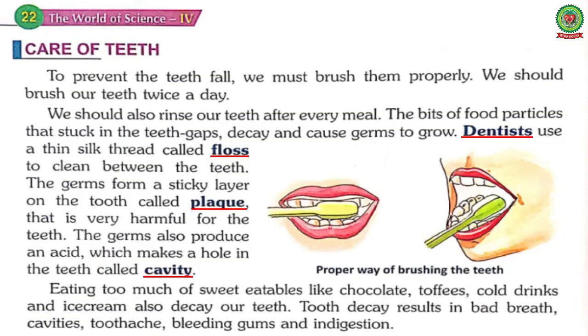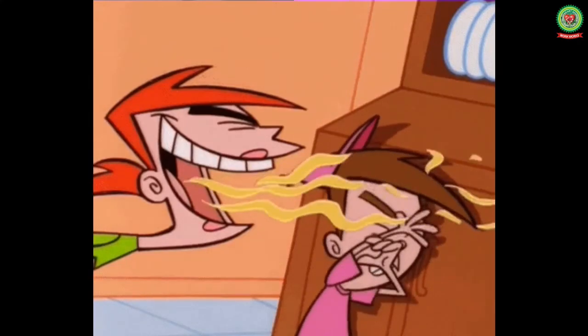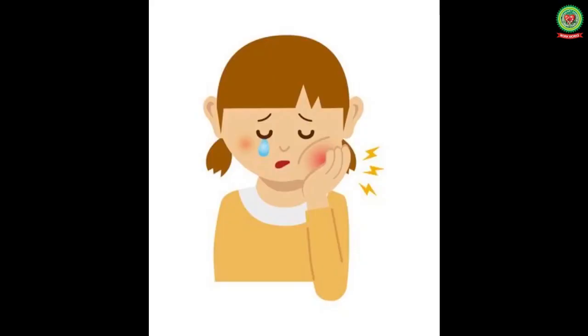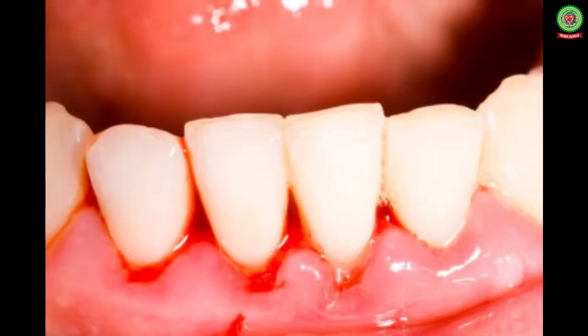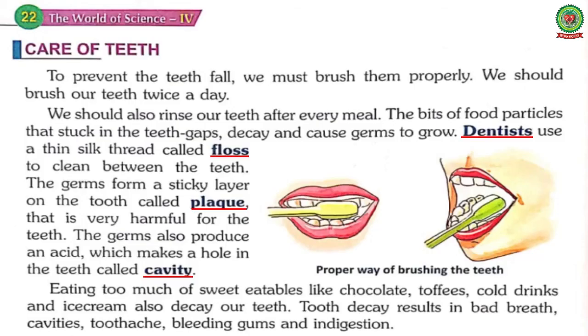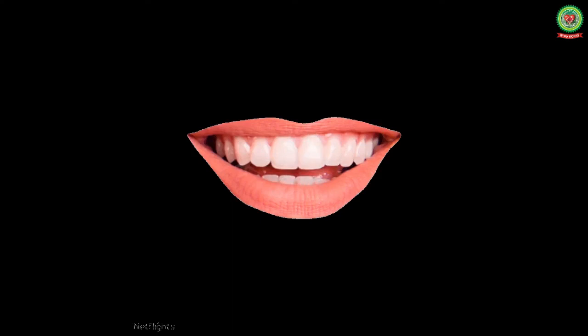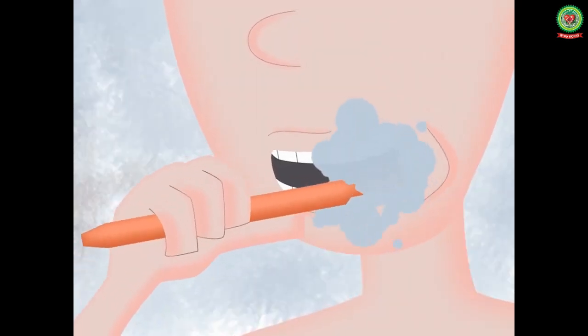Tooth decay results in bad breath, cavities, toothache, bleeding gums, and indigestion. So students, bad breath, cavities, toothache, bleeding gums, and indigestion. These all are the symptoms of disease pyorrhea. To overcome these all problems, we should take care of our teeth by brushing them regularly.